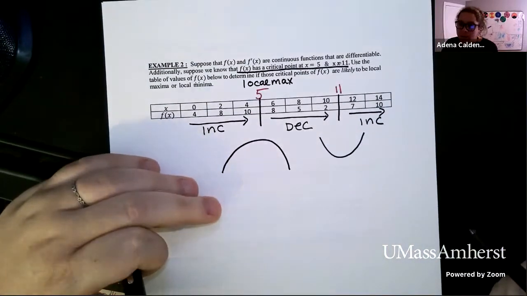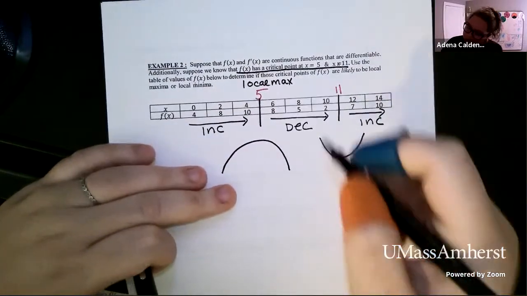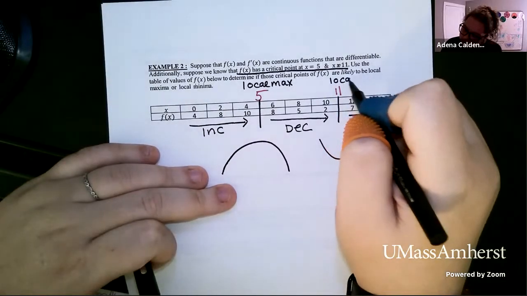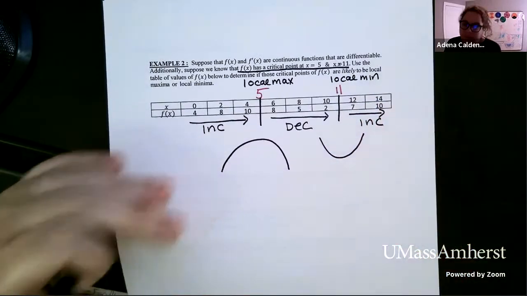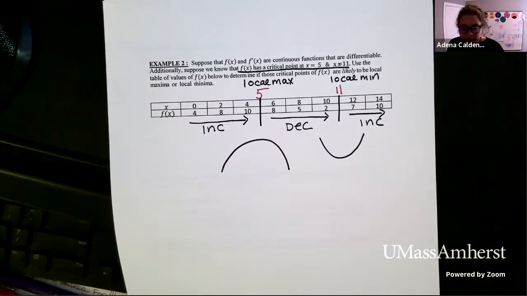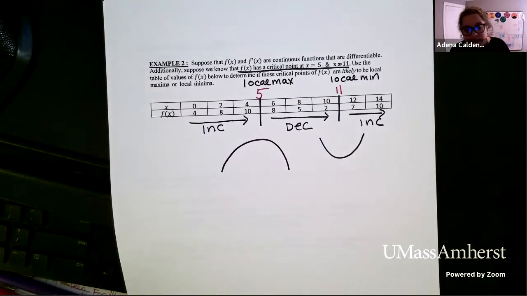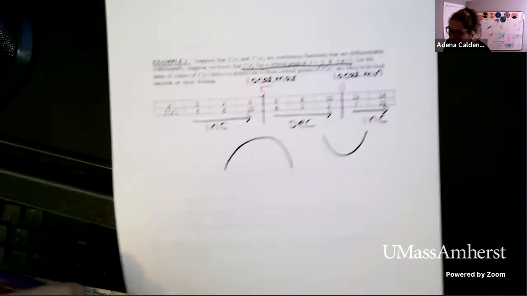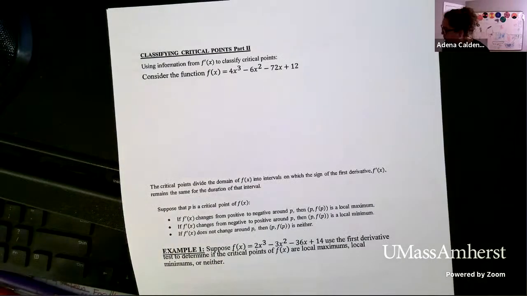So we're going down and then we're going up. So that makes this a local min. Okay, so that's how we might use those rules in this type of scenario to really think about whether we have maxes or mins. Okay, so that's our first test.